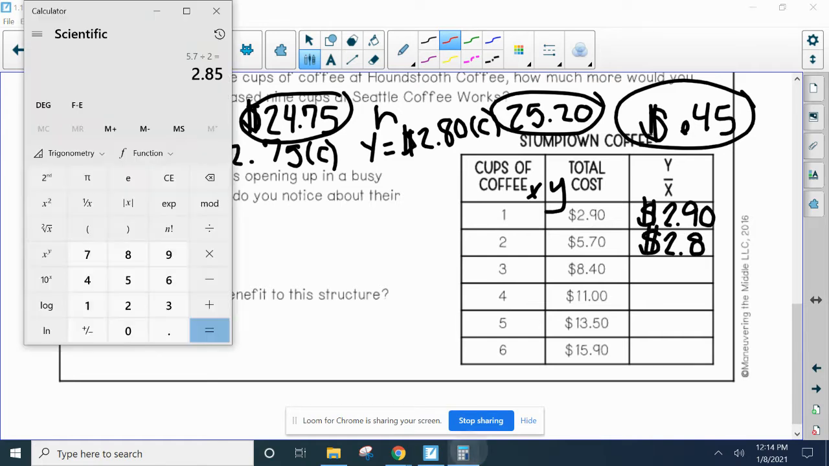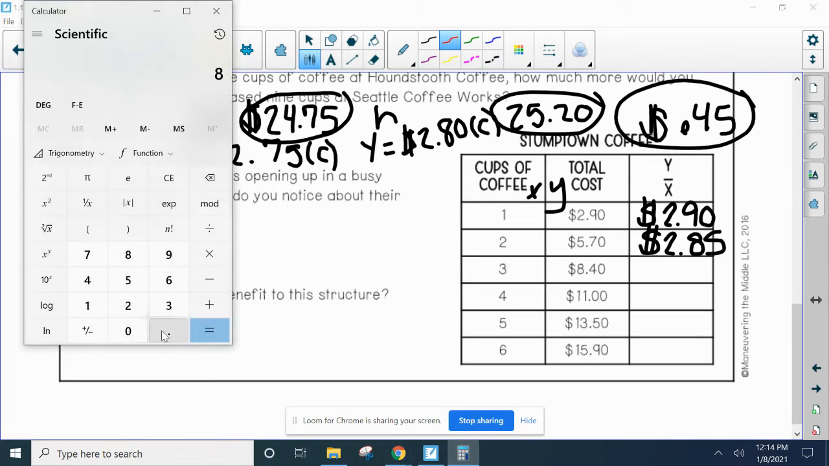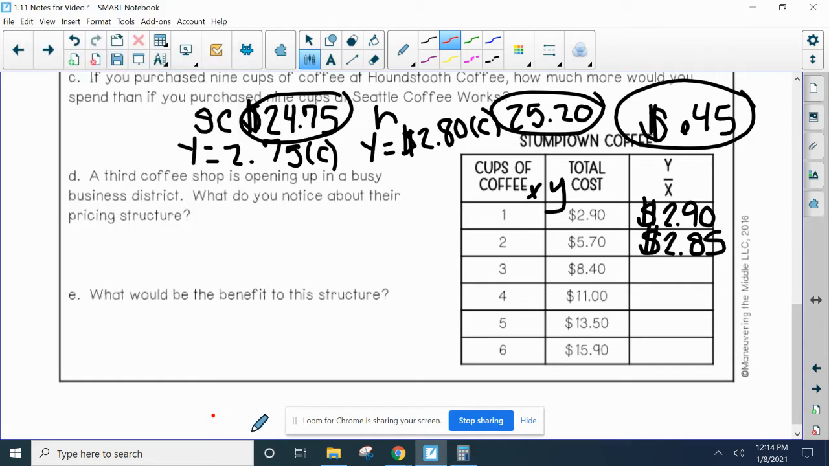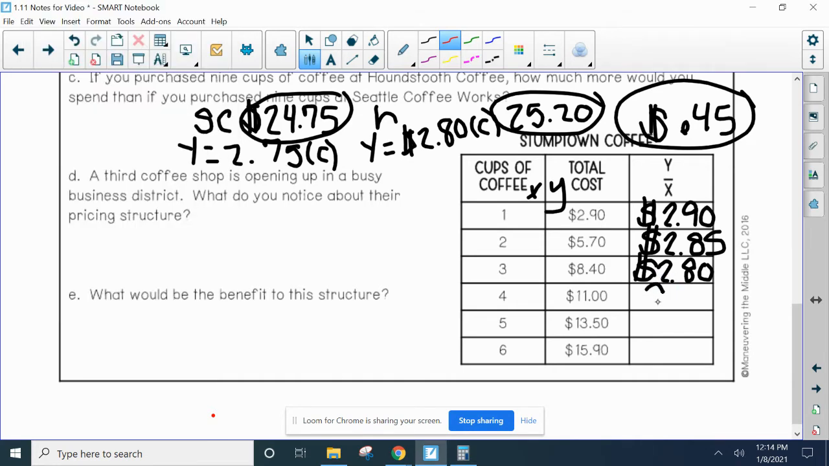The cost for 2 cups divided by 2 cups is going to be $2.85. Now, for 3 cups, we have $8.40 divided by 3 cups. Now it's $2.80. And then $11 for 4 cups is $2.75.